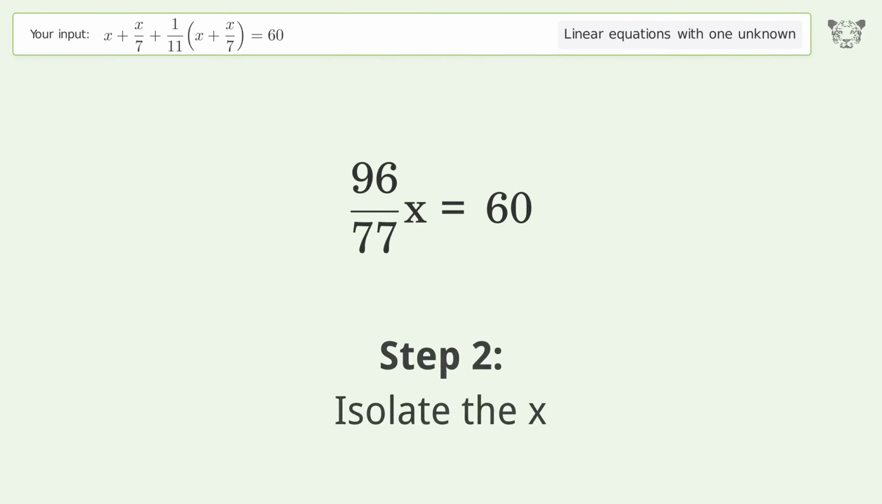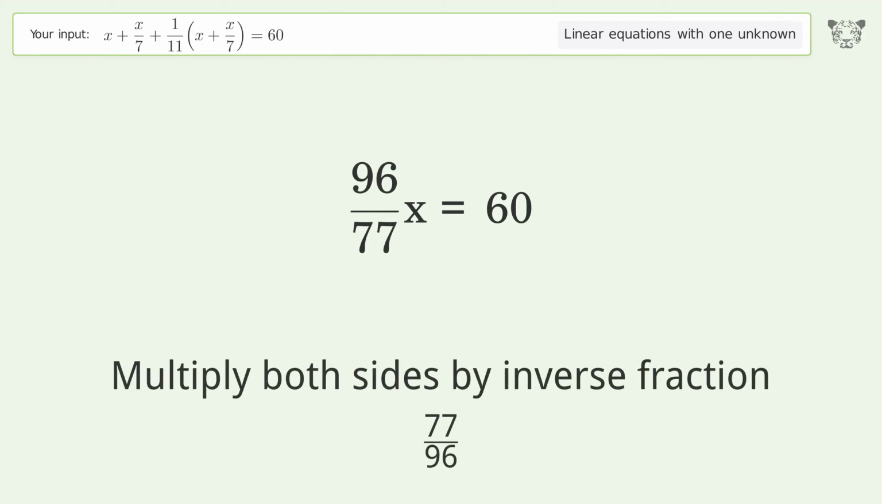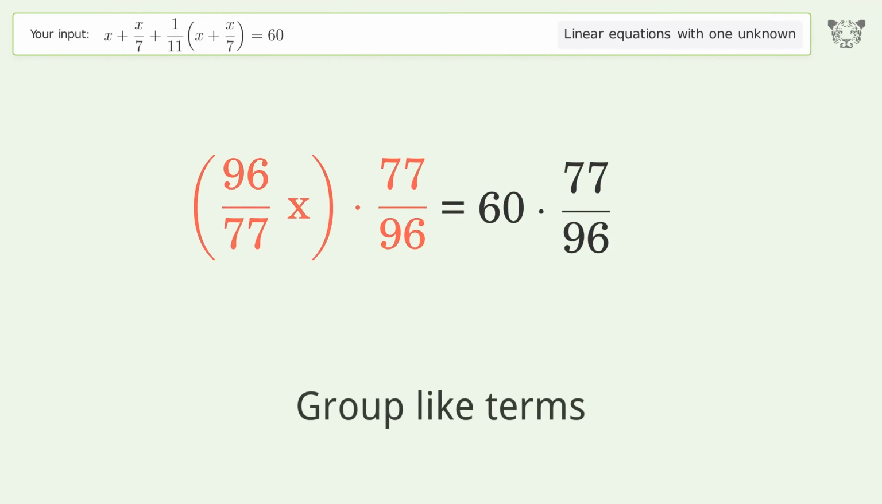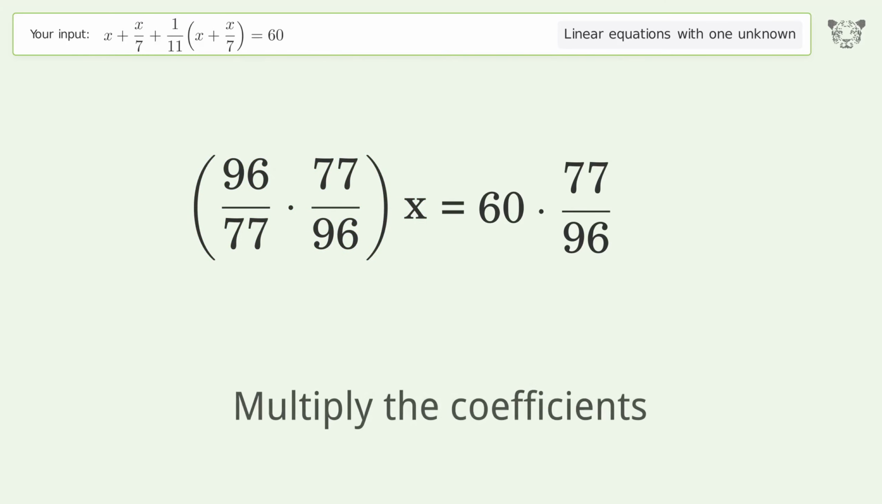Isolate the x. Multiply both sides by inverse fraction 77 over 96. Group like terms. Multiply the coefficients.